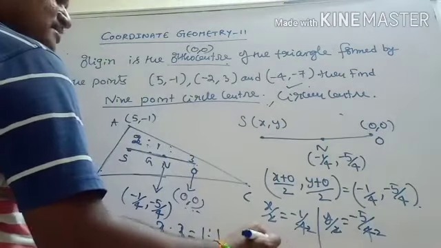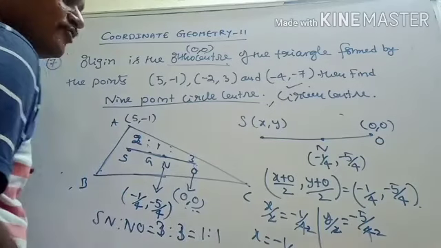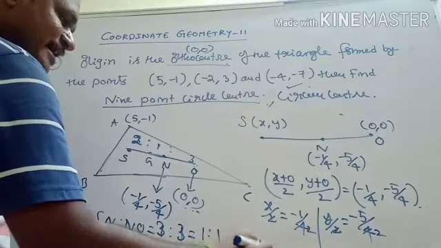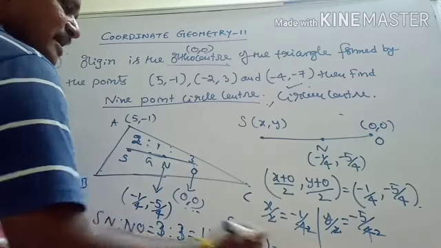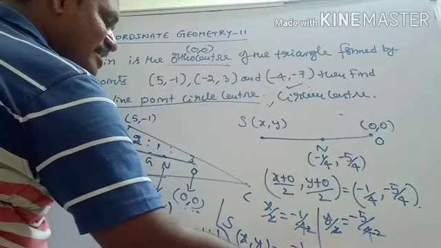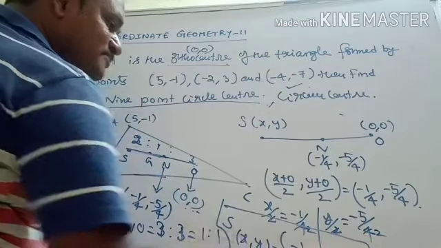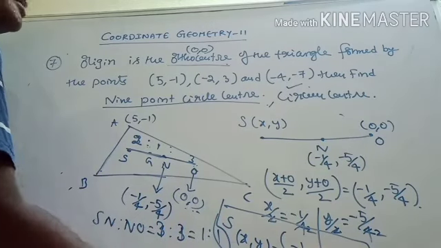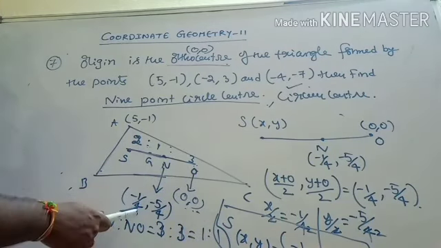Now x is equal to minus 1 by 2. Therefore the circumcenter you have got nicely. The circumcenter is nothing but x comma y, that is minus 1 by 2 comma minus 5 by 2. My dear students, you observe how beautifully we have got the circumcenter. We found the 9-point circle center also.